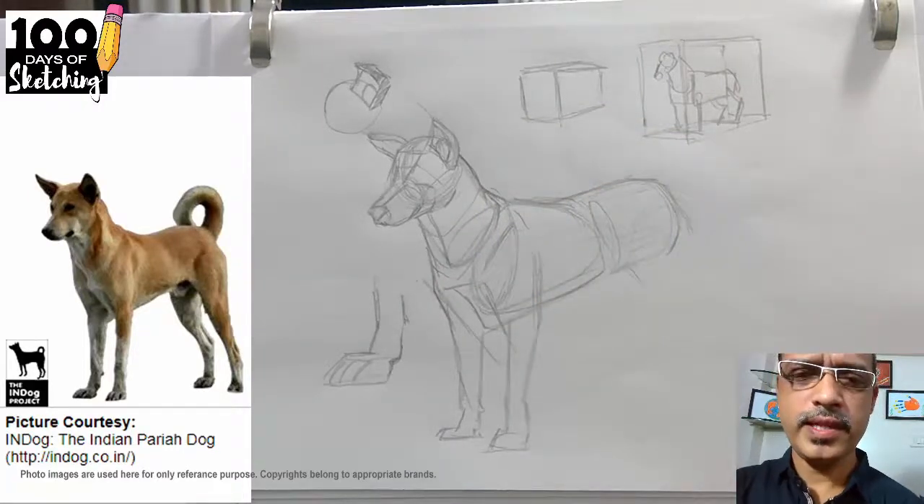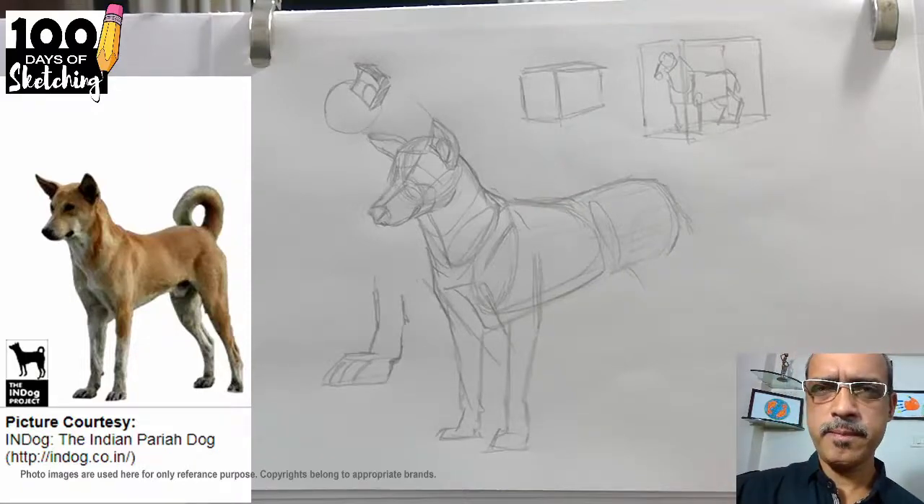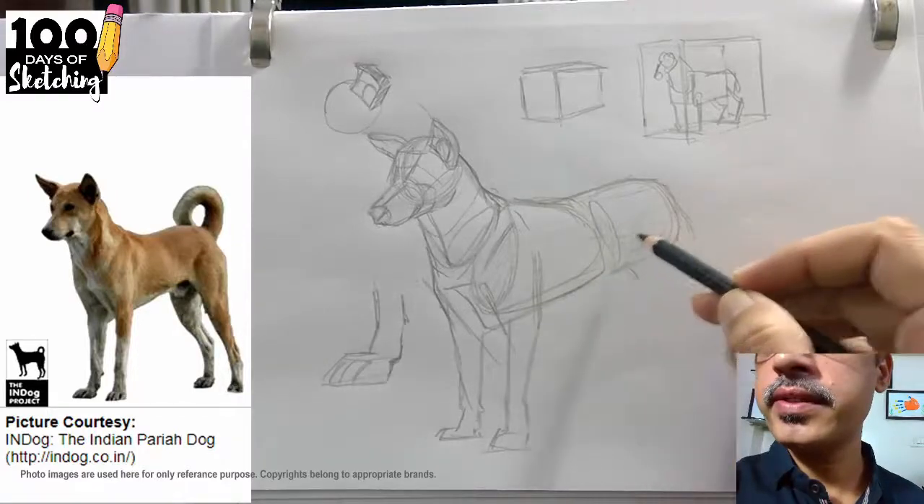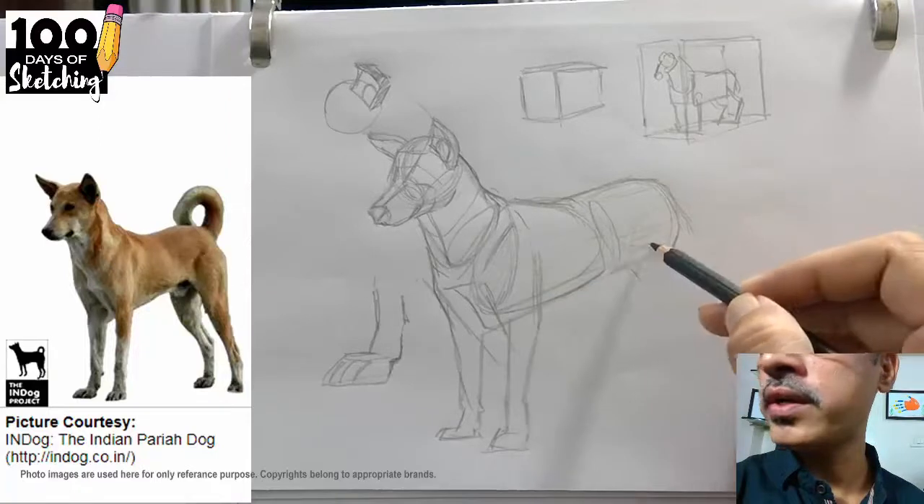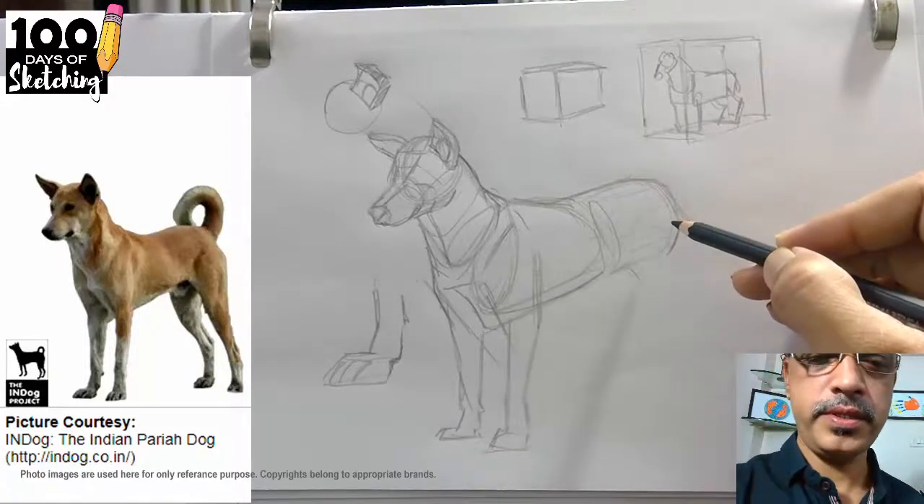So yeah, it's going very well, the proportions and all. But I find that this portion is getting a bit longer, I guess. So what I can do is shorten this.